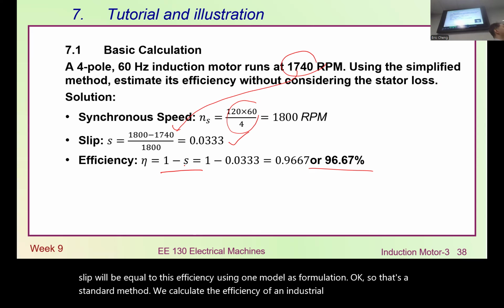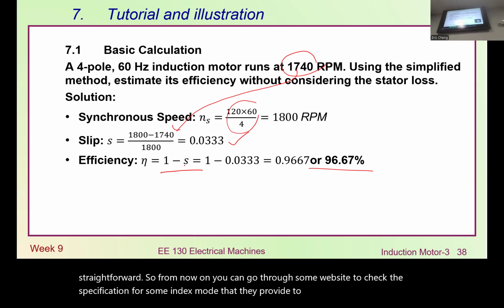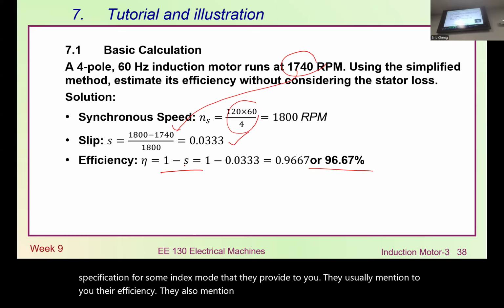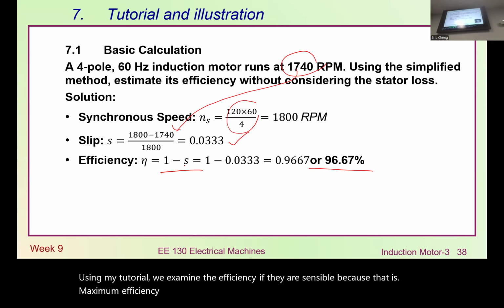Very simple, straightforward. So from now on, you can go to some website to check the specification or some industrial data that they provide to you. They usually mention their efficiency. They also mention their RPM. So you can check that number using my tutorial. We examine whether their efficiency is sensible, because that is the maximum efficiency. Again, we can't get higher than that. Right?